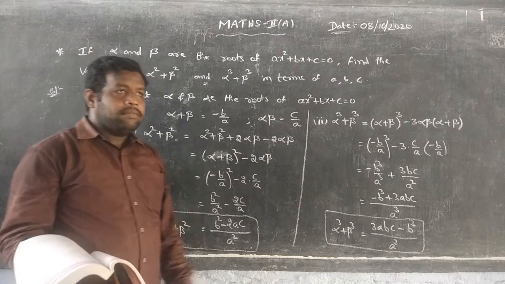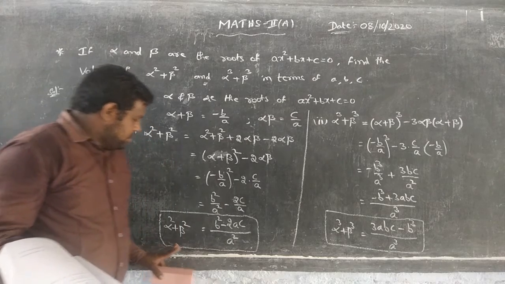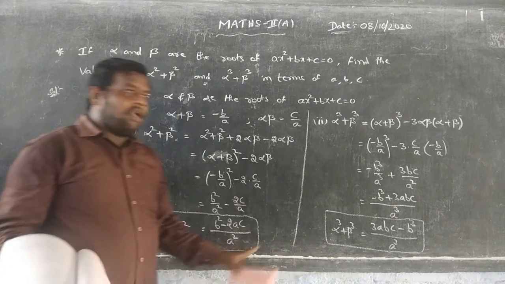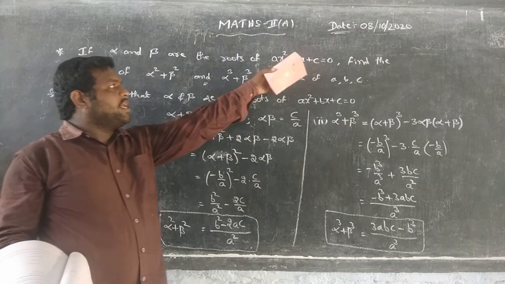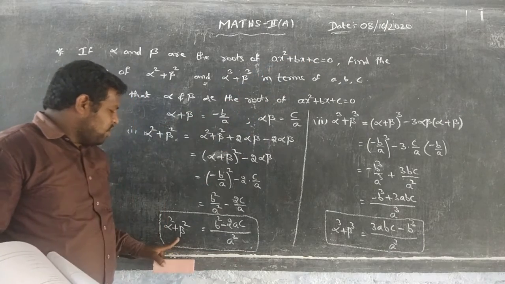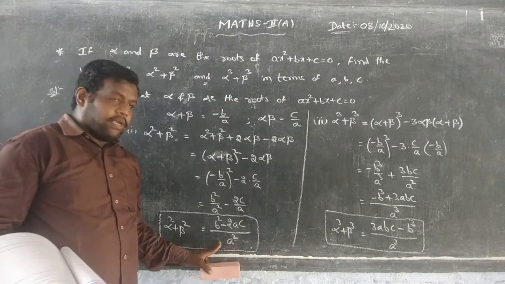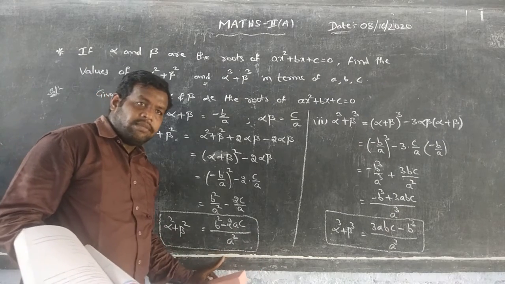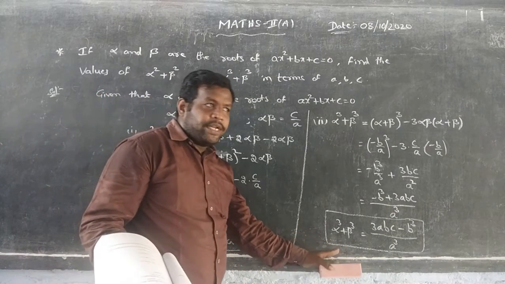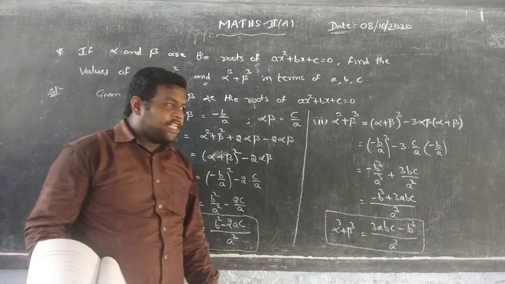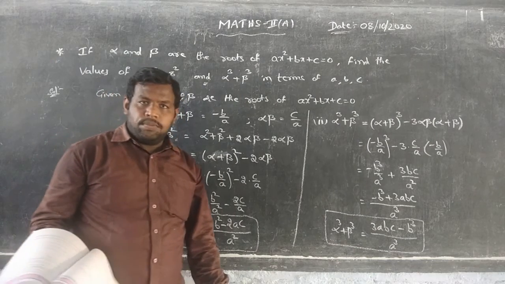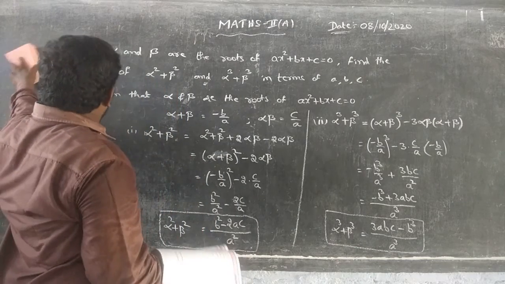Okay, completed. These values are also formulas. Alpha, beta are the roots of the quadratic equation. Then what is the value of alpha square plus beta square? B square minus 2ac by a square. What is the value of alpha cube plus beta cube? 3abc minus b cube by a cube. Okay, write down the next one.